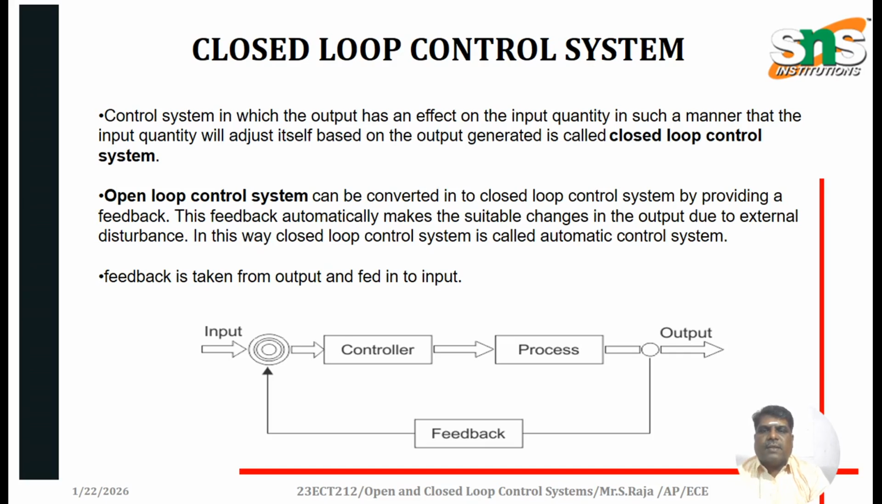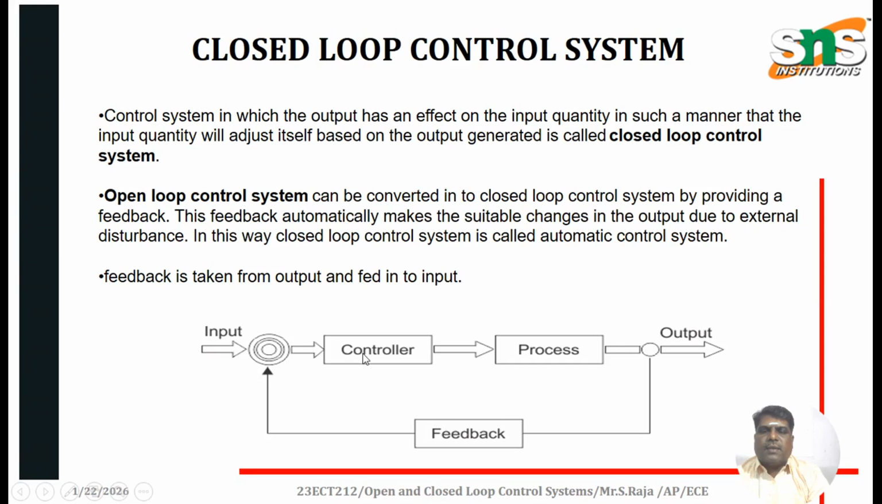Next, we can see the important topic of closed loop control system. A control system in which the output has an effect on the input quantity, in such a manner that the input quantity will adjust itself based on the output generated, is called a closed loop control system. An open loop control system can be converted into a closed loop control system by providing a feedback. This feedback automatically makes suitable changes in the output due to external disturbance. In this way, a closed loop control system is called an automatic control system. That is, the feedback is taken from the output and fed into the input.